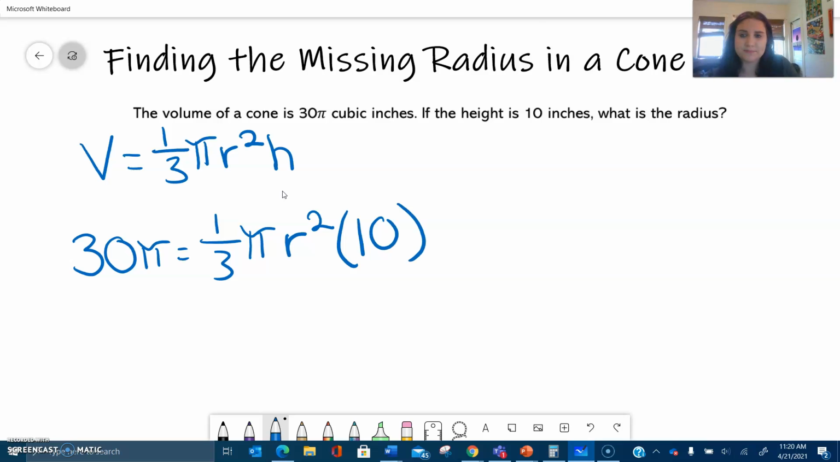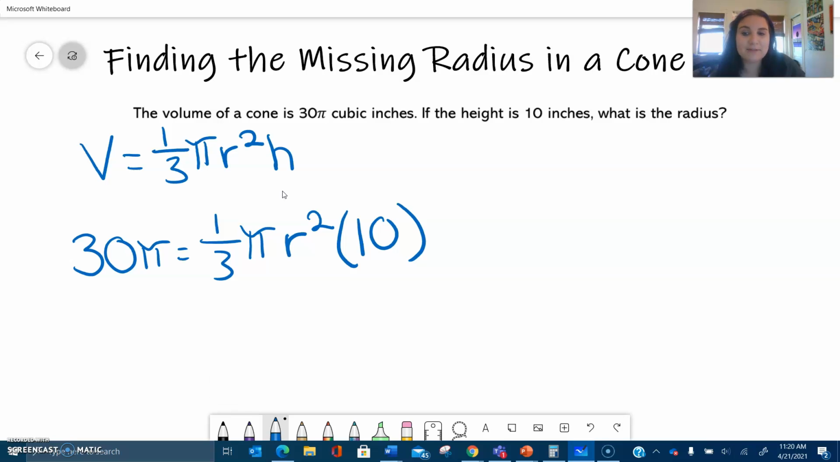Now, there's kind of a lot going on here, but using inverse operations, we can cancel some stuff out, do things to both sides of the equal sign, and eventually get what r equals. So the first thing that I'm going to do is first get rid of the pi. So I see that I have pi on both sides of the equation.